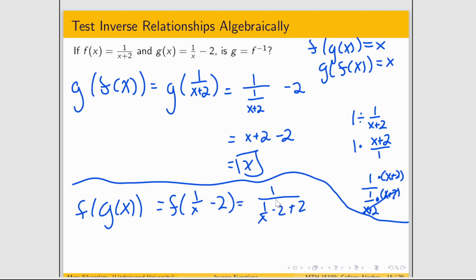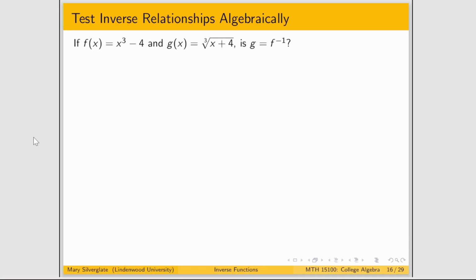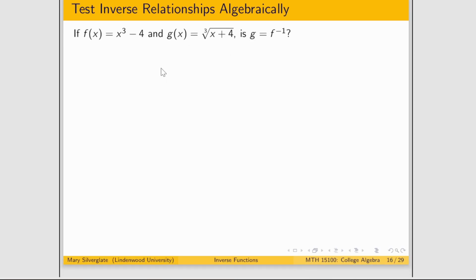In order to start simplifying down here, I've got a -2 plus 2 makes 0. So then I have 1 over x, and then by either of these same logics, that becomes 1 divided by 1 over x, which is the same thing as 1 times x over 1, which is just x. So either way, I just output x. In order to test this algebraically, it's only actually necessary that you show one or the other on this. You don't necessarily have to show both. Go ahead and pause this video and see if you can check this one algebraically.